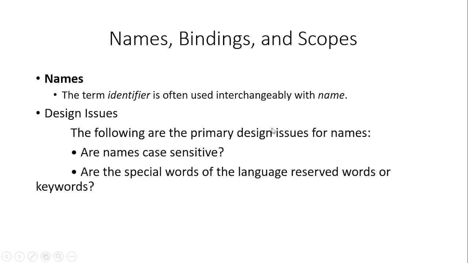Today we'll discuss the nature of names and special words in programming languages, and we'll also discuss the attributes of variables, including their type, address, and value. All this, and we'll be discussing issues of aliases, etc.